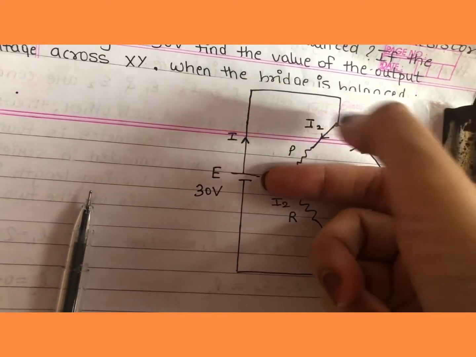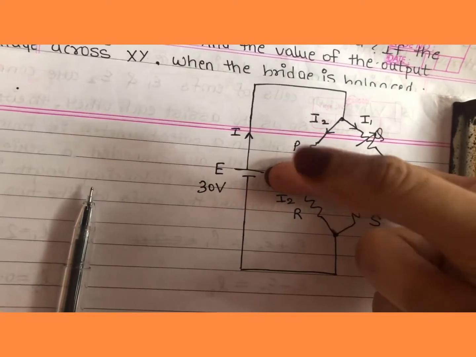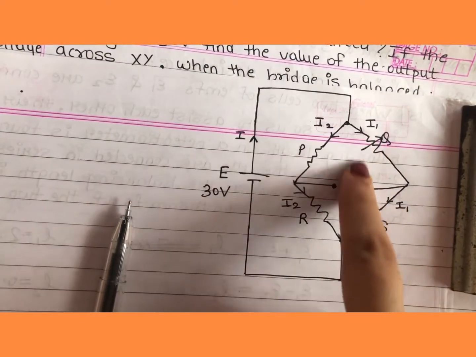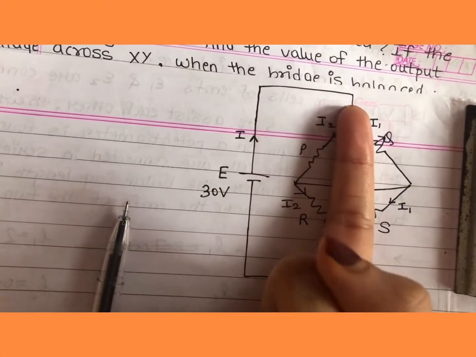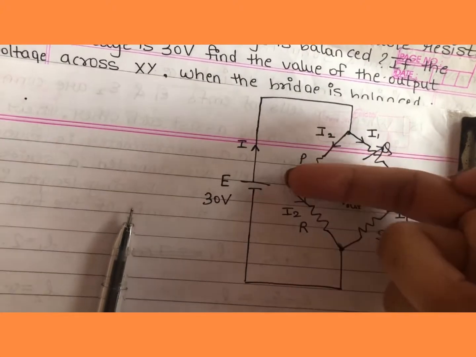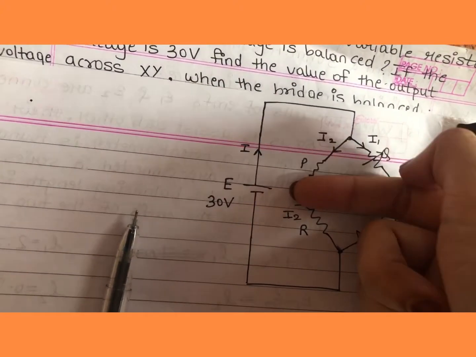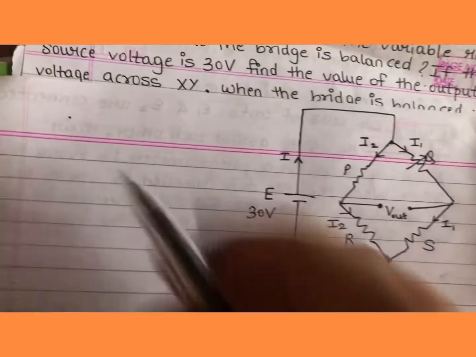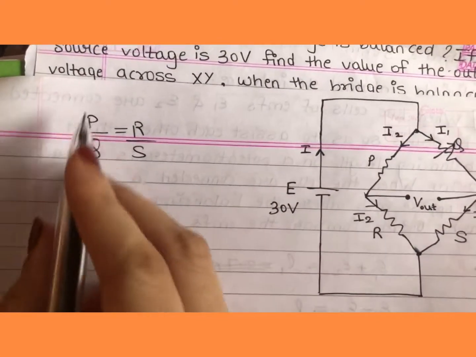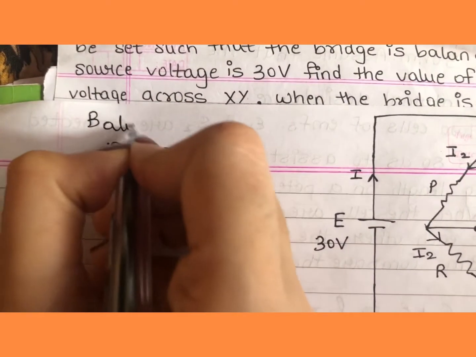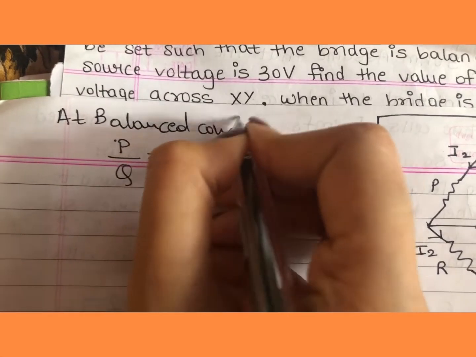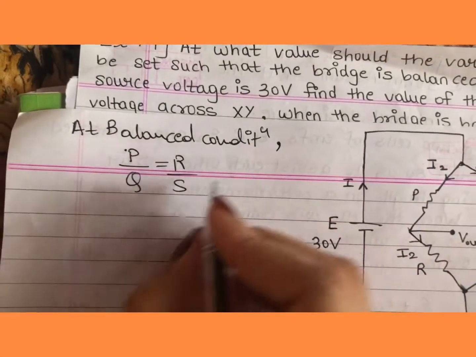Whatever resistors are over here will be in one ratio equal to the ratio of these resistors. If the galvanometer is placed in this format, you place your finger over here, P upon R equals Q upon S. But here is the output voltage or galvanometer, whatever it is. So P upon Q equals R upon S. So this is the balanced condition of the bridge. At balanced condition, P upon Q is equal to R upon S.